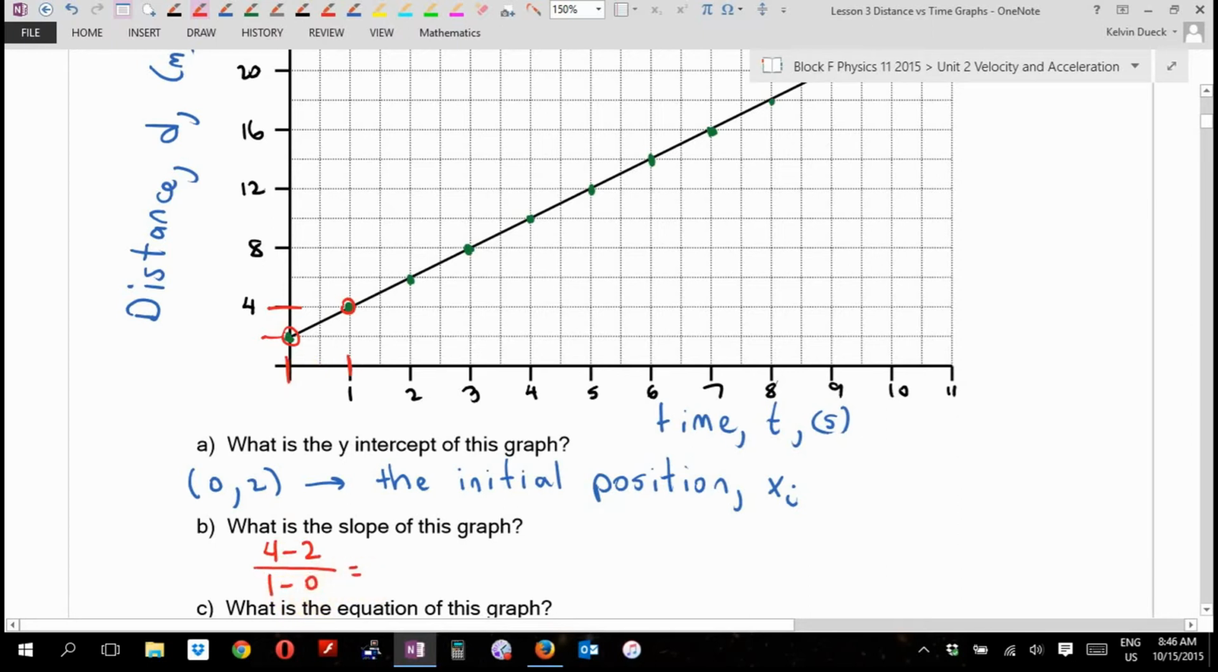Oh, this slope is not 1/2. It turns out this slope is 2. 4 minus 2 is 2, 1 minus 0 is 1. Can I trust that you can handle the math in your head? And then 2 divided by 1 is 2. Otherwise, you'd use your calculator and get a decimal.